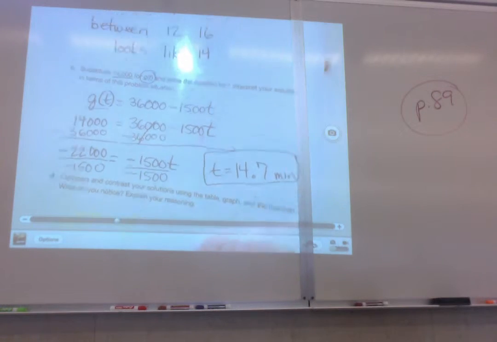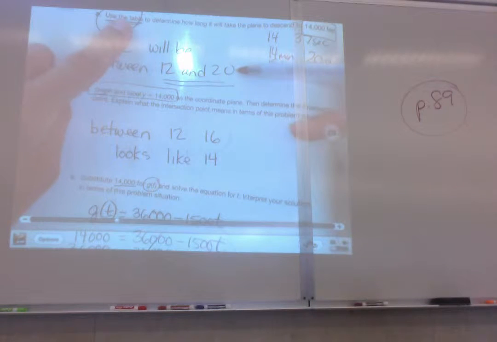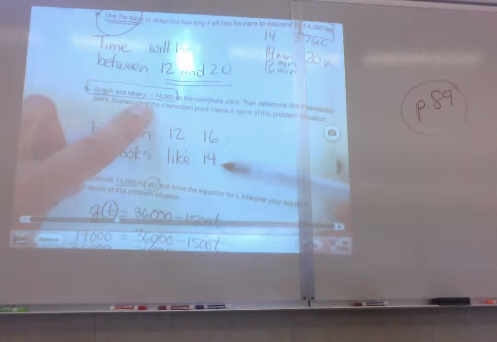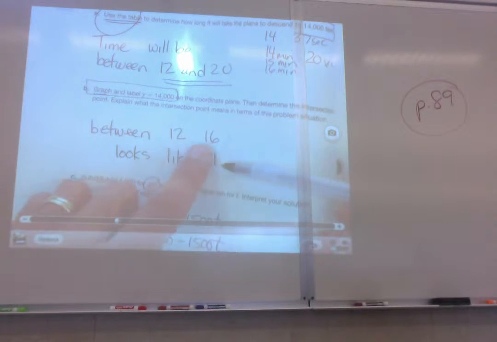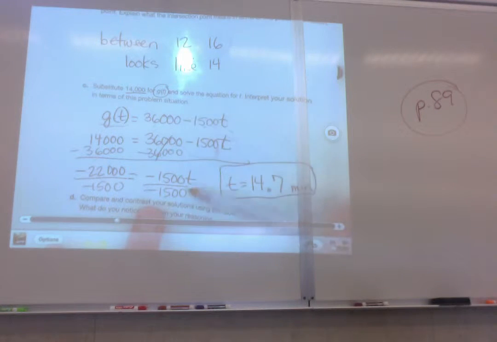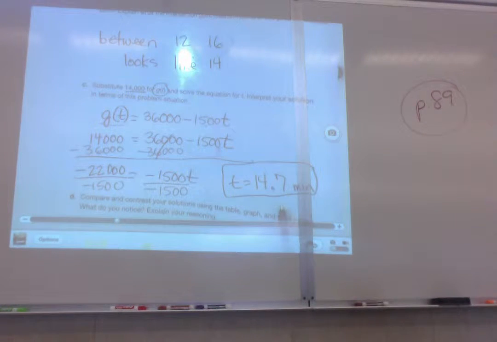Okay, well, hey, look at these. Here was one way of doing it using the table. We got between 12 and 20. Here was another way of doing it using the graph. We got between 12 and 16. And then here was another way of solving the same question using the function, and we got a number exactly. Okay, so what do you notice, Kenya, about the three ways?